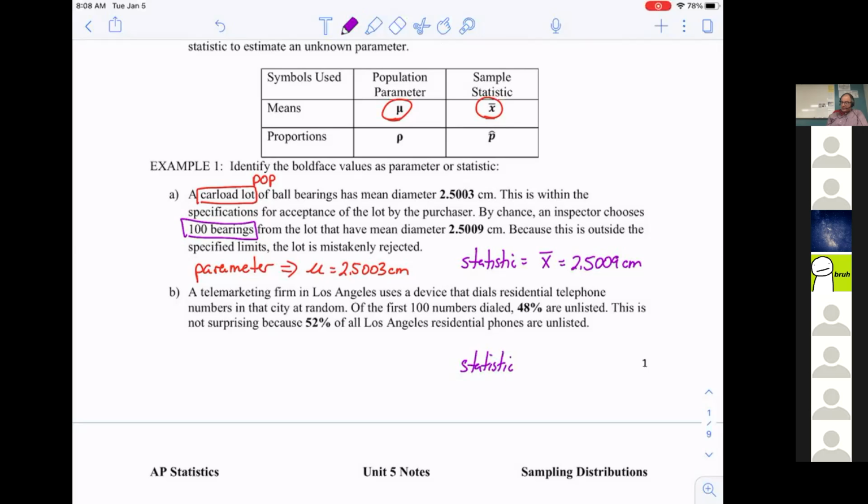The statistic is going to be, again, from a sample. The sample is going to be the first 100 individuals. So that means we're going to have a p hat because it came from a sample, and that p hat is going to be the 48%.